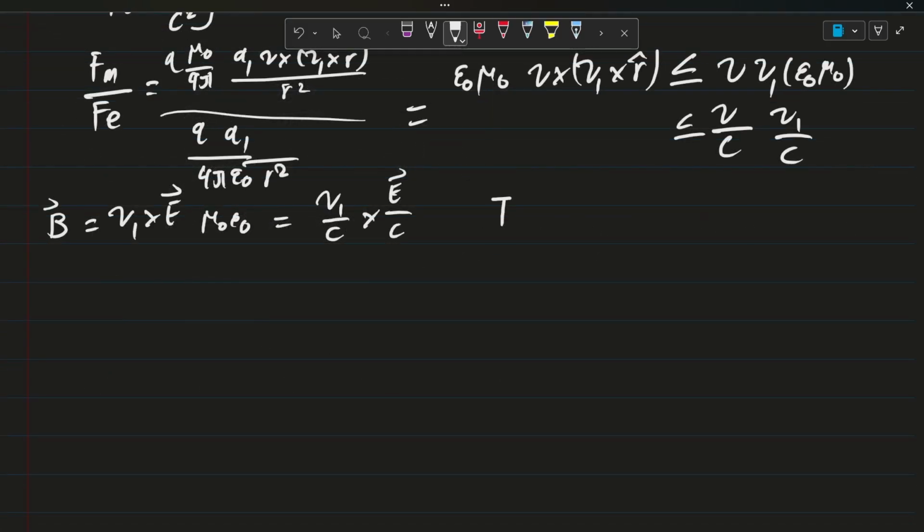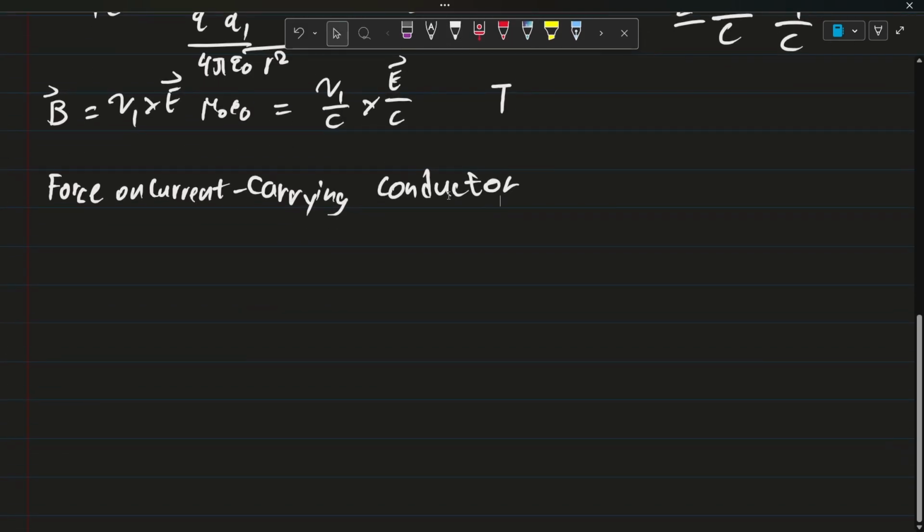So what we did previously was playing around with particles. Now we'll be handling not particles, but currents. So we will try to determine what's the force on a current carrying conductor. So let's just write down again what is the magnetic force.